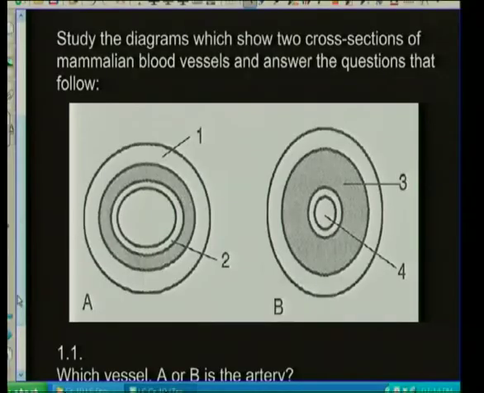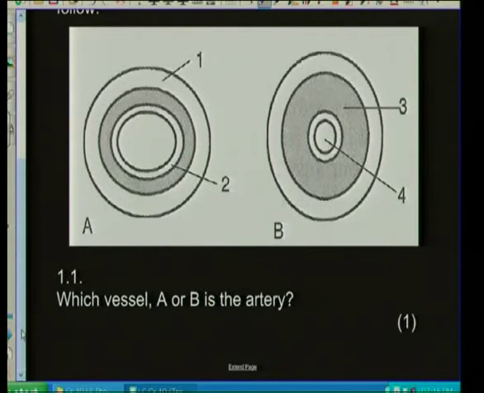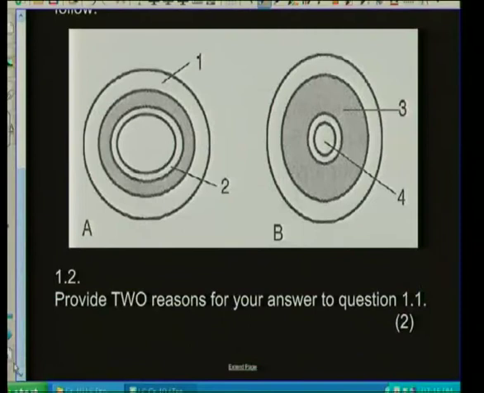The first question says, study the diagrams which show 2 cross sections of mammalian blood vessels. And the first question, 1.1 here, says, which blood vessel, A or B, is the artery? This one or that one? And our answer would be B, obviously. And the catch in a question like this would always be, it's nice to say A or B. Obviously, the next question is going to be, give a reason for your answer.